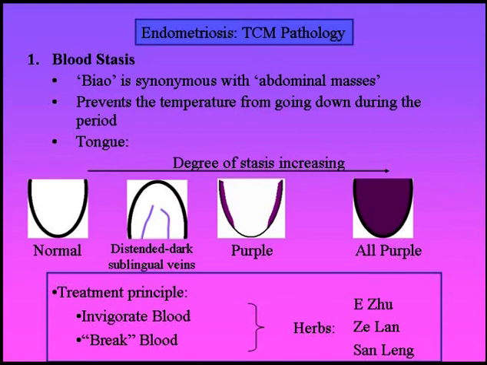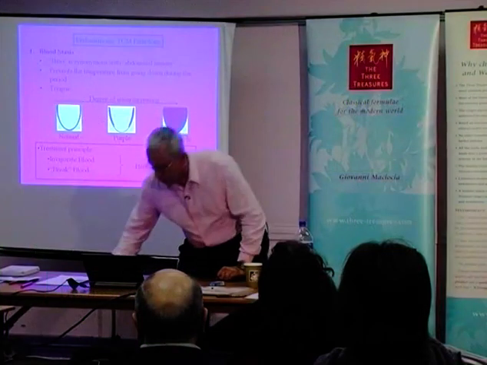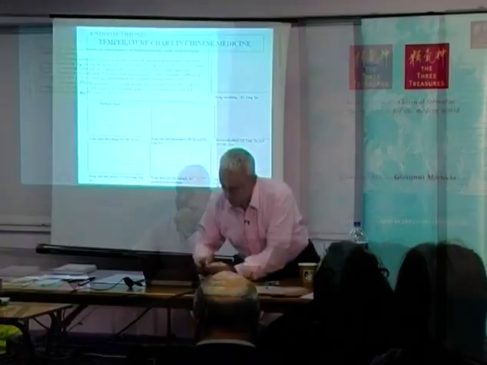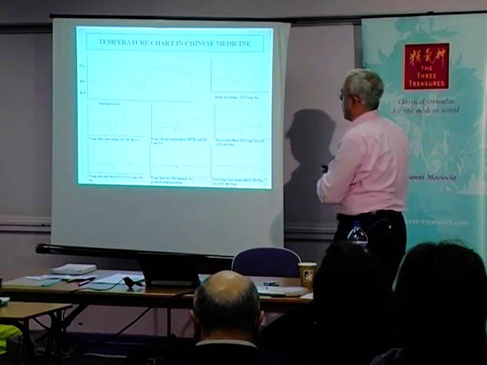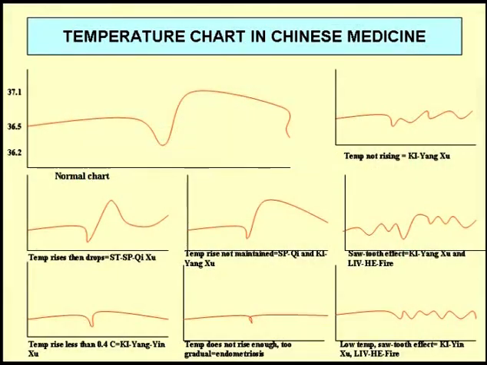So that's the first factor in endometriosis, is the biao. And the biao, the blood stasis, prevents the temperature from going down during the period. If we look at the temperature charts for a moment. See here, the temperature goes down slightly. In endometriosis, because there is blood stasis in the uterus, it prevents the temperature from going down there.